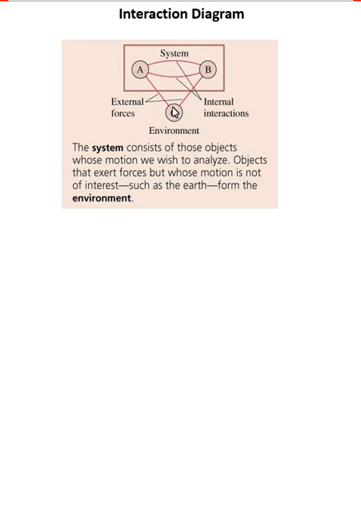And then outside the system, there will be an environment which perhaps exerts forces on each of A and B. So the system consists of, in this case, A and B, and objects that exert forces but whose motion is not of interest, for example, such as the Earth, form the environment. So in this case, that would be C. So we're going to see examples of this as we work through some of the material in Chapter 7.